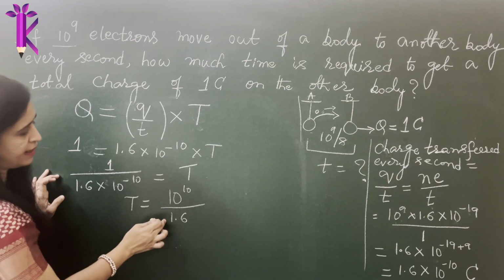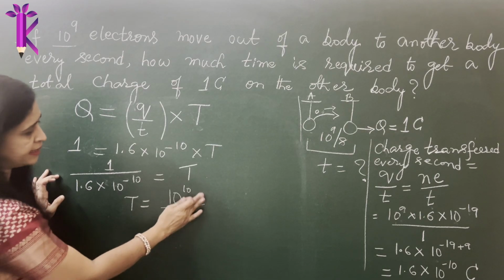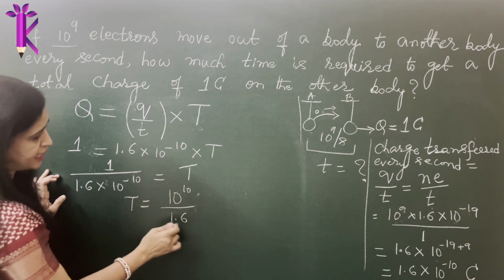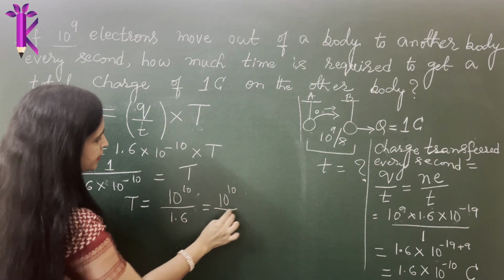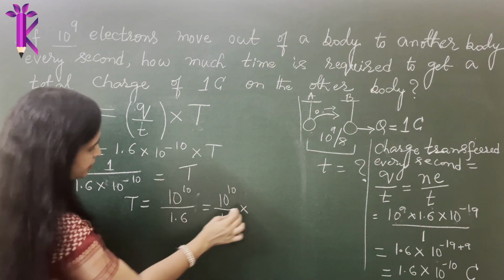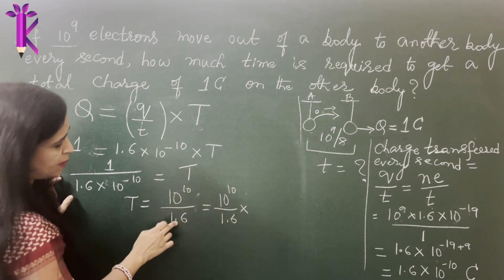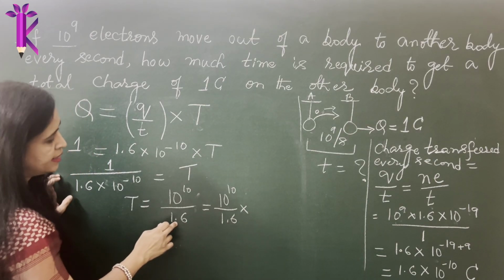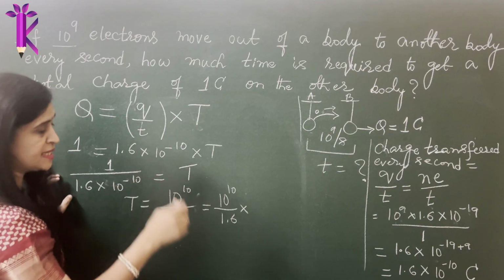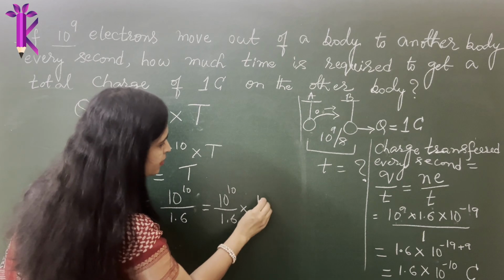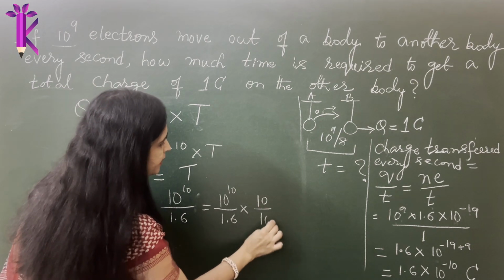So it is 1 divided by 1.6. I want to get rid of this decimal point. So what will I do? 10 to the power of 10 divided by 1.6, and since there is one digit after the decimal point, we have to multiply it with a number that has one 0. What is the number which has one 0? 10. So 10 divided by 10.